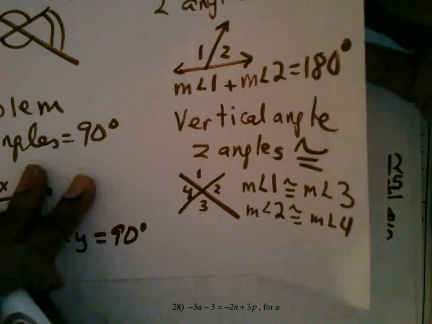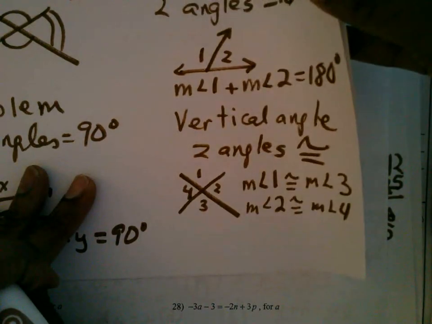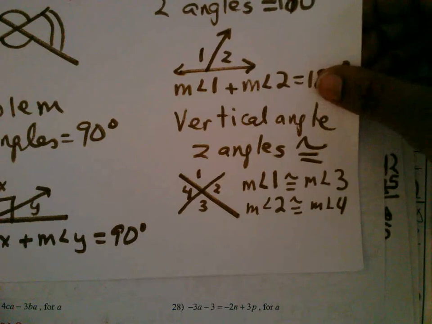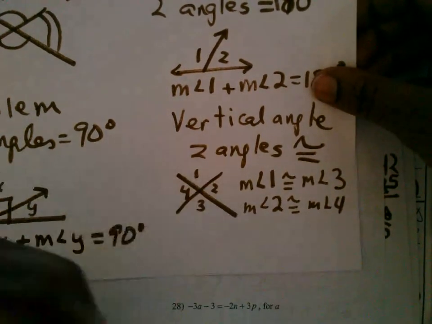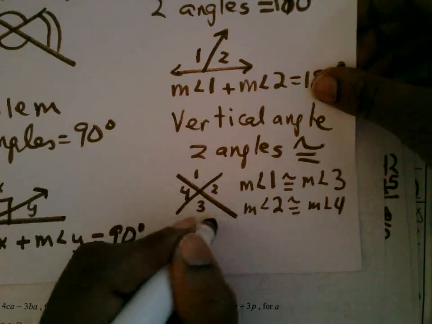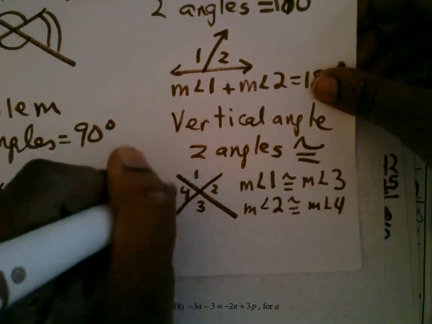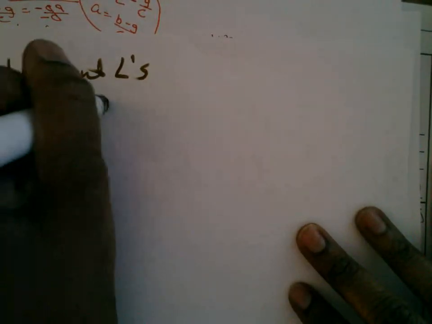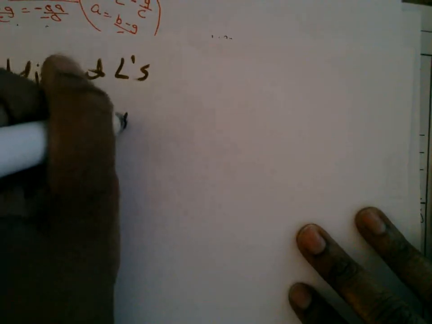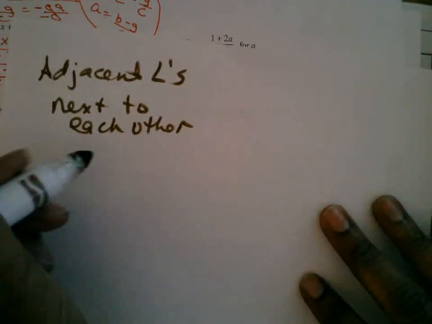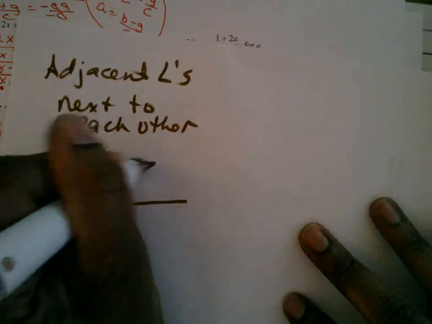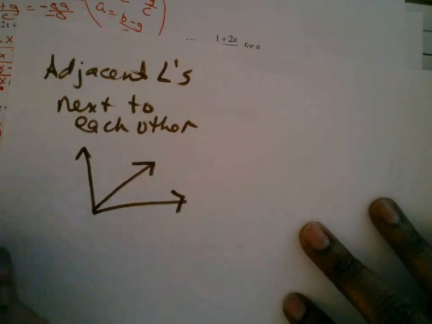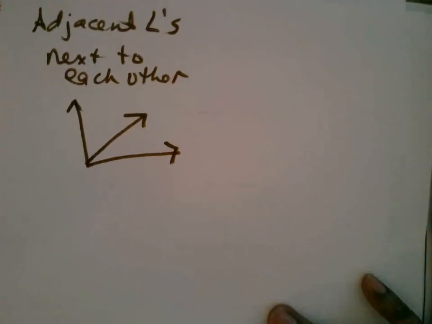What is the last one? Adjacent, right? Adjacent angles are angles that are next to each other. In this illustration, 1 and 4 are adjacent, 2 and 3 are adjacent, 3 and 4 are adjacent. So adjacent angles are two angles that are side by side and share a common vertex. They do not overlap. All right, so here are some adjacent angles.